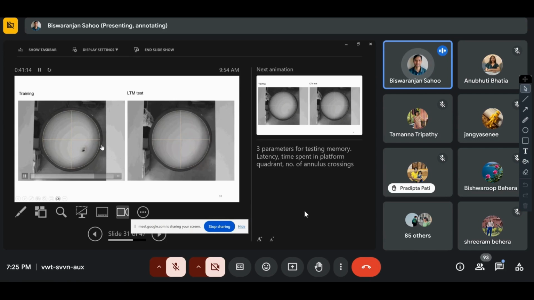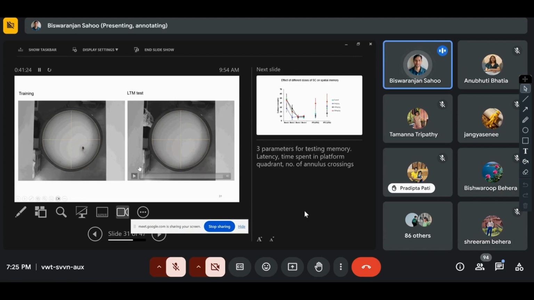Now we check memory. How do you check memory? We check short-term memory 1 hour after the training, or long-term memory 1 day, 24 hours after the training session ends. So for long-term memory, what do we do? We remove the platform. The platform was there; we remove the platform from here. Now we release the rat and see the three parameters we look for in long-term memory.